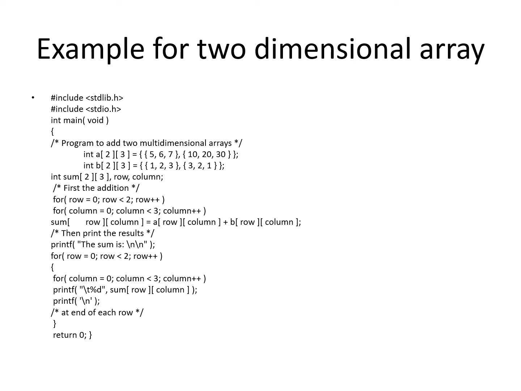Now we see an example for a two-dimensional array. In this we have created integer arrays named A and B and initialized them with some values. Then we use a for loop over the first and second arrays for adding the values. We continue the process until all the elements in both arrays are added. Then display the result.